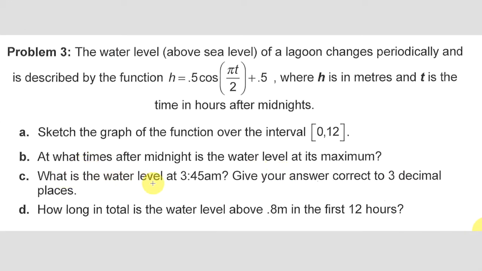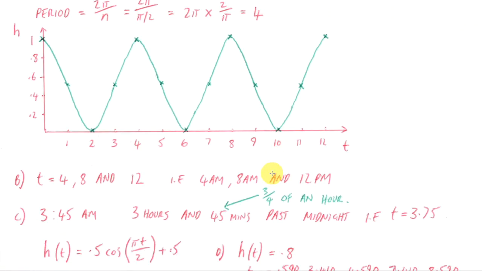Part C, what is the water level at 3:45 a.m.? Give your answer correct to 3 decimal places. So for 3:45, we have to recognise that it's 3 hours and 45 minutes. 45 minutes is 3/4 of an hour, so the time will be 3.75 hours after midnight.